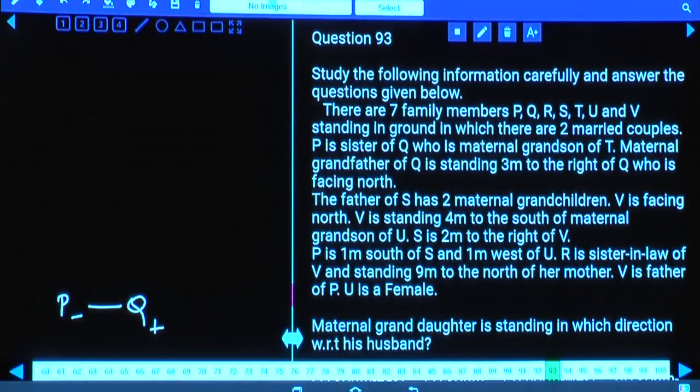And this T is having a daughter, and this daughter's children are P and Q. Are you following this or not? Then next, P is the sister of Q.